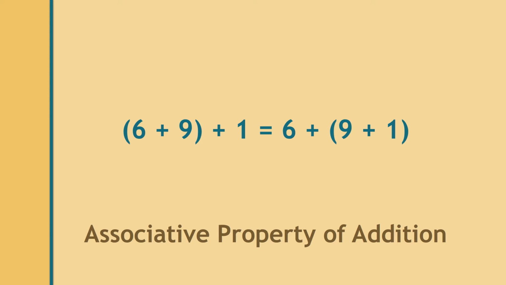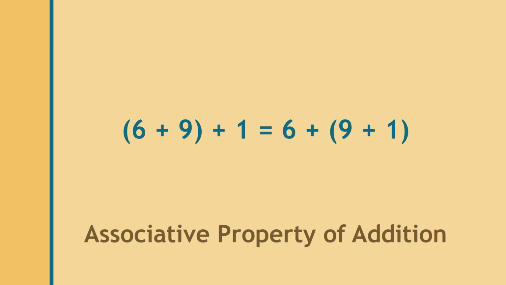Our next property that we're going to look at is the associative property of addition. And the associative property of addition says that you can group addends differently without changing the sum. So we look on both sides of this equal sign. We have a 6 and a 9 and a 1, and a 6 and a 9 and a 1. So all the addends are the same. But on the left-hand side, we've grouped the 6 and the 9 together. On the right-hand side, we've grouped the 9 and the 1 together.